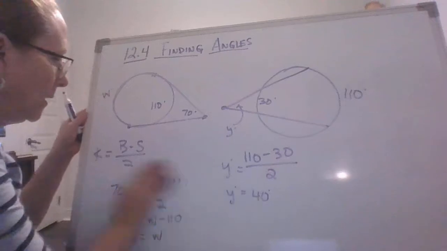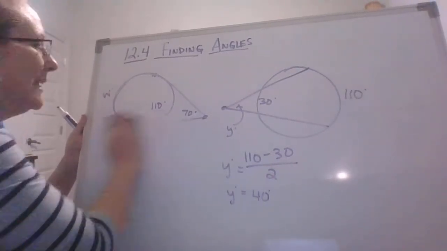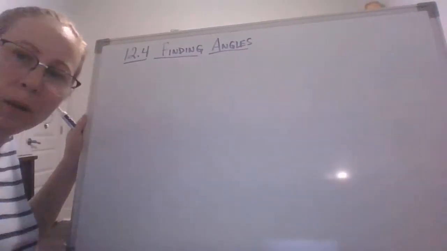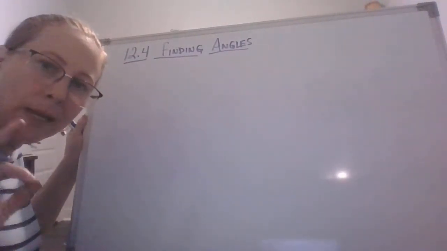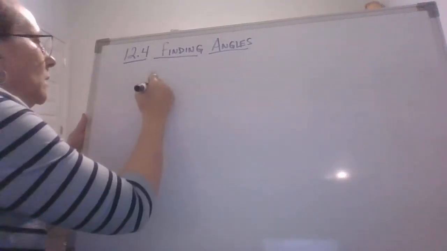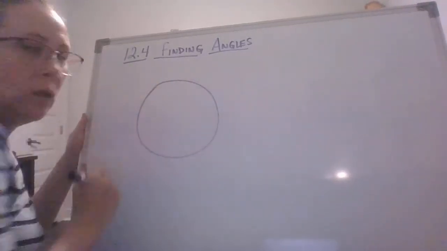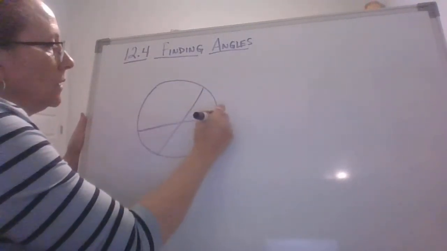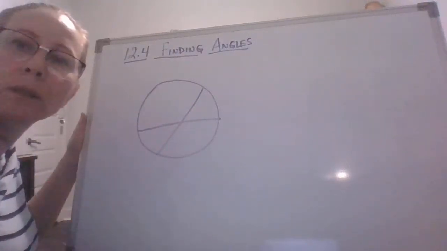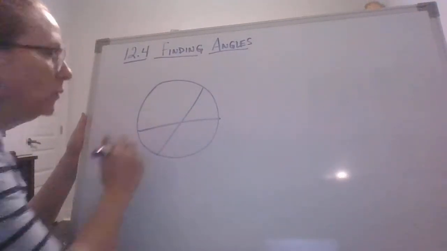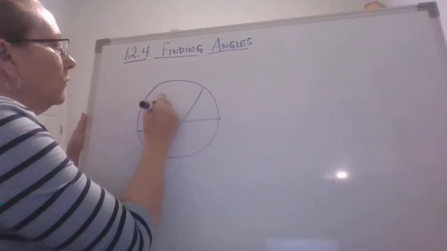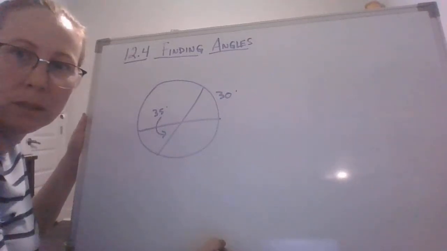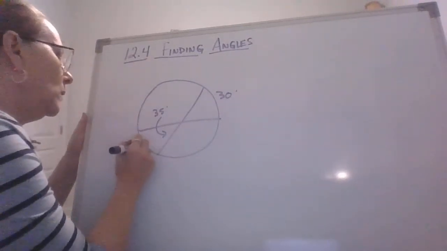Okay, let's go back to one where the angle is inside the circle. Remembering that when the vertex of the angle is inside the circle, we will add, not subtract. Some of you might say, well, what if that's at the center? Well, if they don't tell you it's at the center, you are using the formulas that are given. If the vertex is at the center, then it's just a central angle, and you don't have to do all of this.